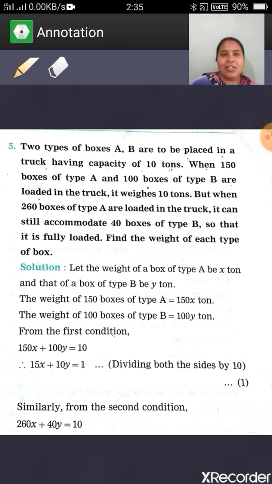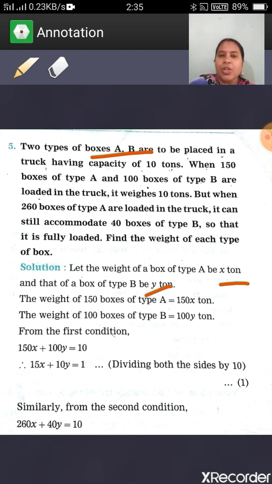Quite a lengthy question, isn't it? Okay, yes. Now, how it is to be done? For that, let us read the last part of the question. Find the weight of each type of box. Our assumption will start from here. Each type of box. So we should know how many types of boxes there are. As you can see here, there are two types of boxes. And we need to find the weight of this, A and B. So our first step will be, let the weight of a box of type A be X ton. And that of box of type B be Y ton.